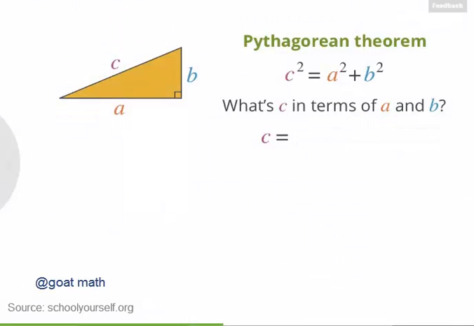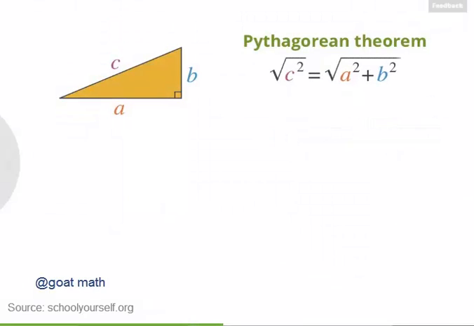Right. To solve for the hypotenuse c, you can take the square root of both sides of this equation. On the left side, the square root cancels the square, leaving us with c equals the square root of a squared plus b squared. So in a right triangle, the hypotenuse always equals the square root of the sum of the squares of the two legs. Next, let's see some numerical examples.